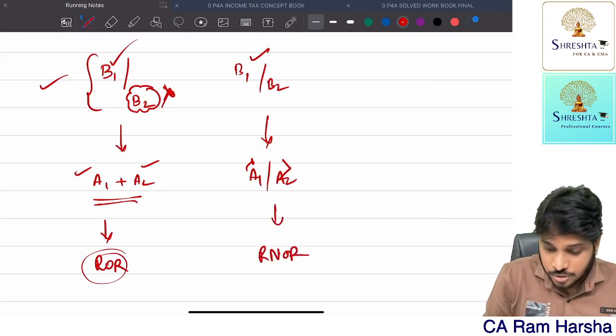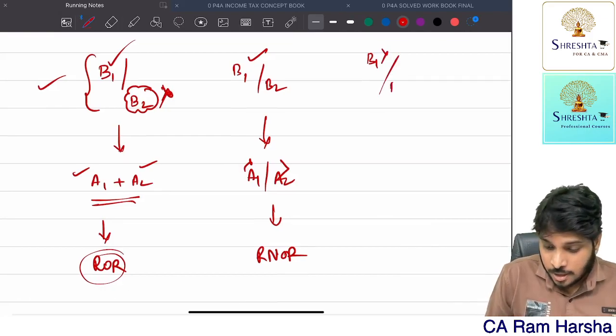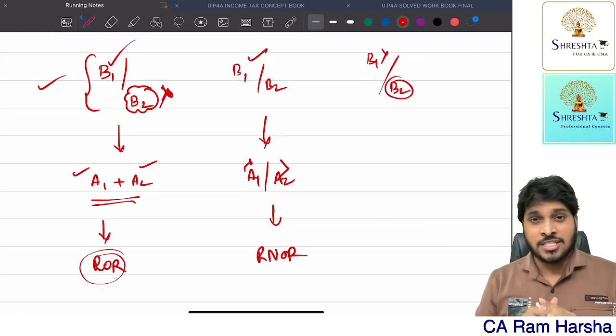RNOR. Suppose a person did not satisfy B1, but for B2, he falls under case 3. What is case 3?